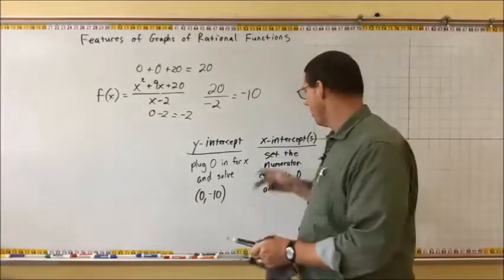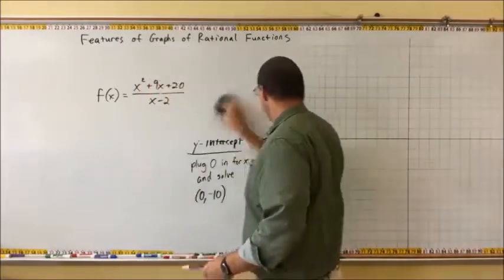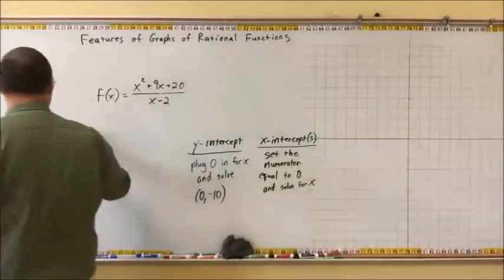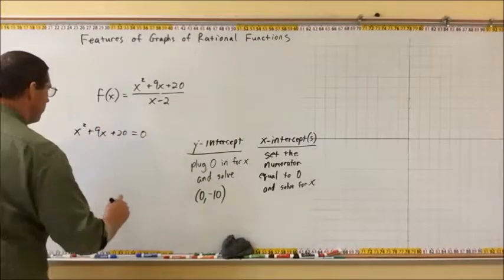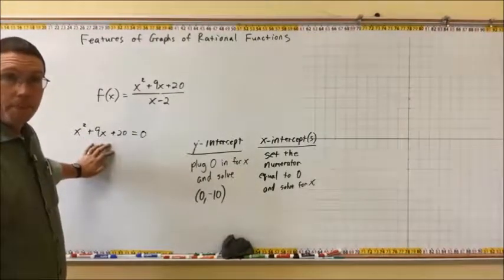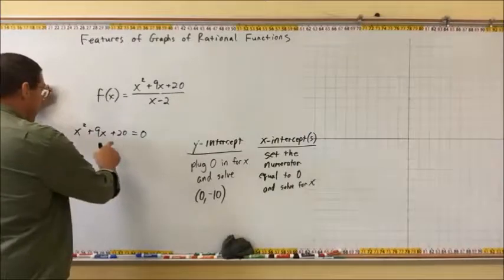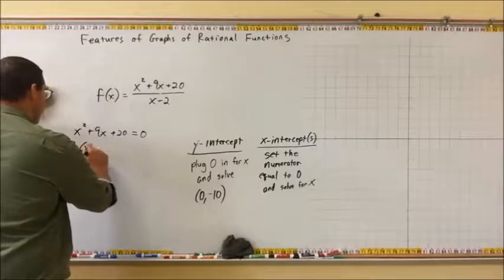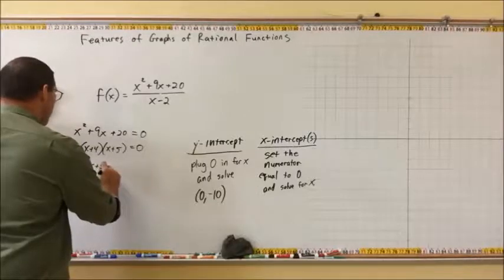That was easy. Now let's get the x-intercepts. To find the x-intercepts, we just set the numerator equal to 0 and solve for x. So we're going to take x squared plus 9x plus 20 equals 0. We can use the quadratic formula, or we might be able to factor. There are a few things that we can do, but let's go ahead and factor. This will factor. Two numbers that multiply to 20 and add up to 9 are positive 4 and positive 5. So this becomes x plus 4 times x plus 5 equals 0. Set each one of these equal to 0 and solve.